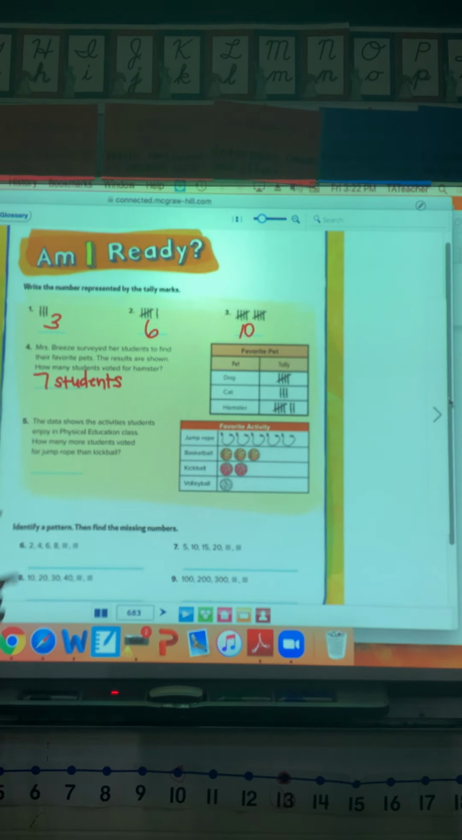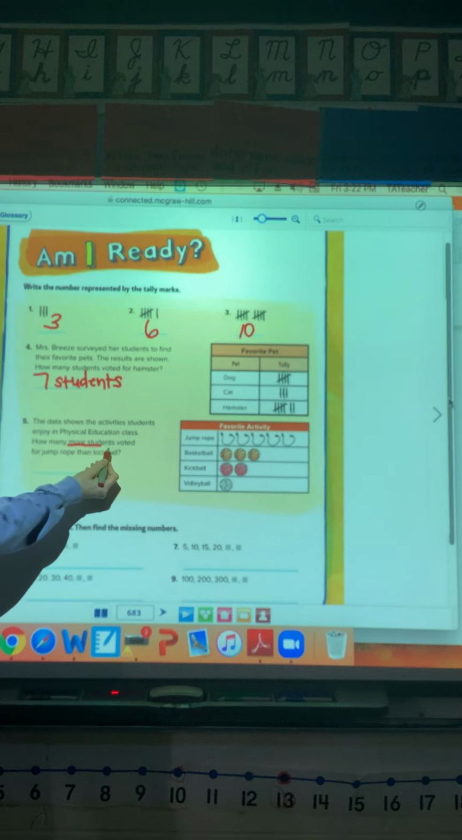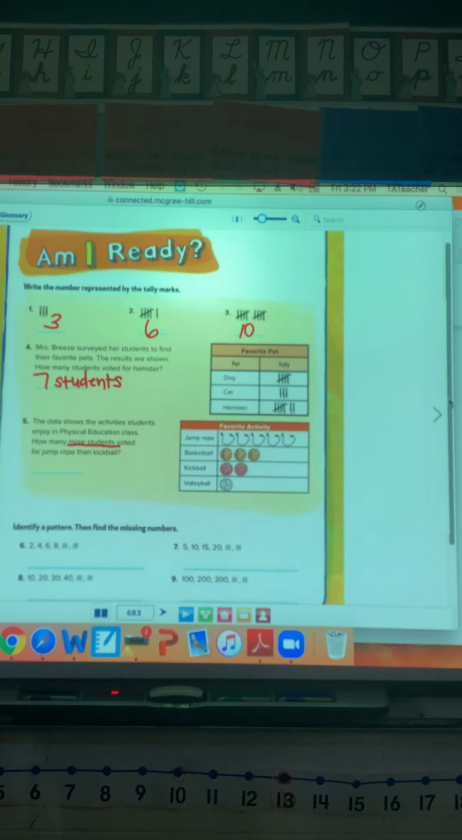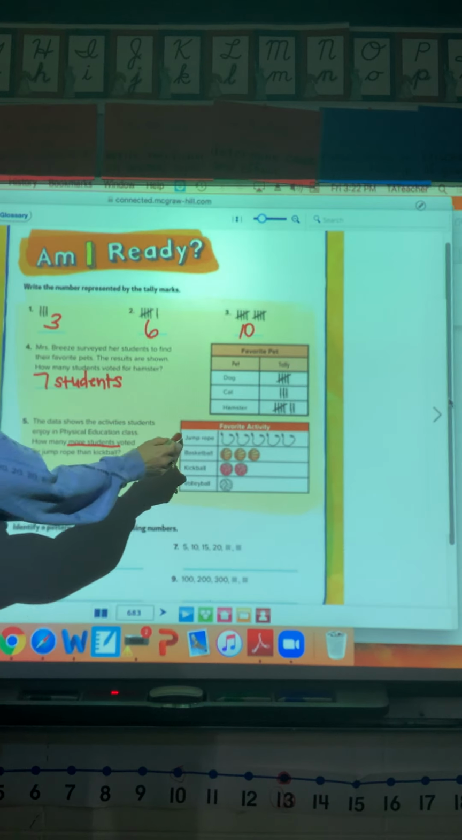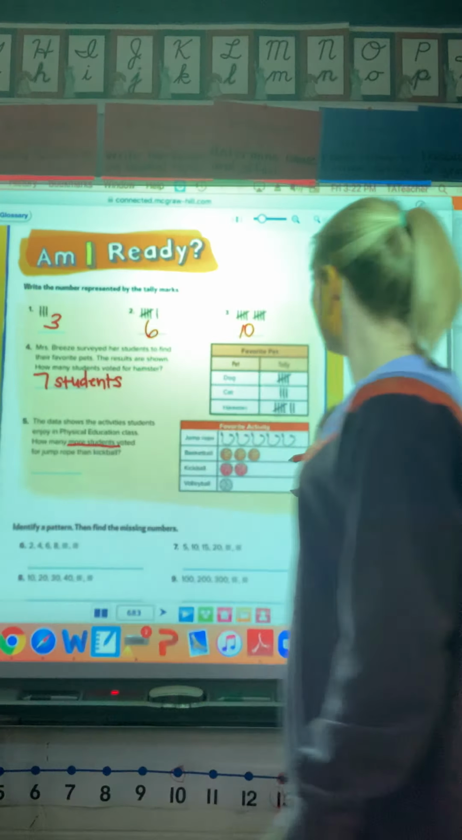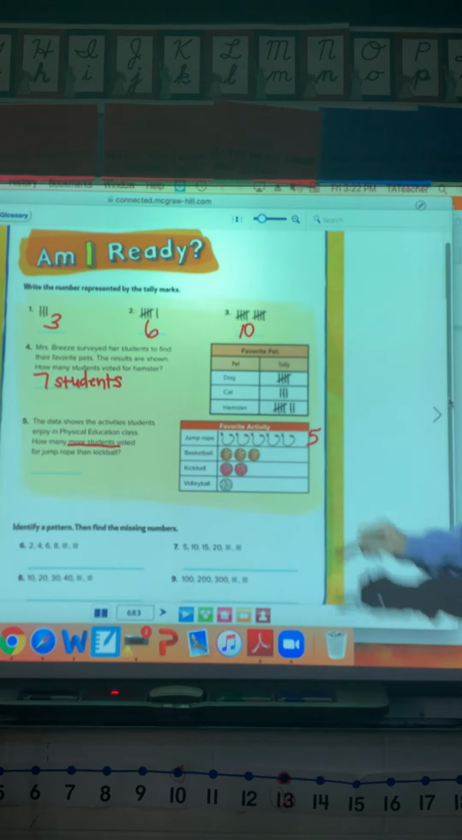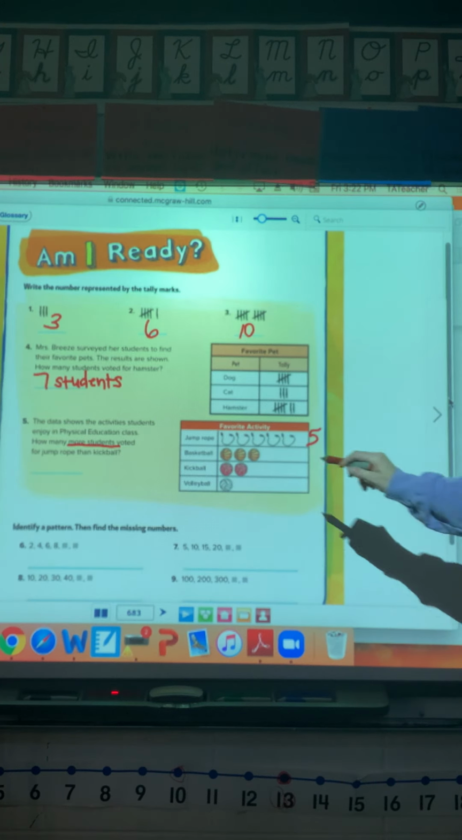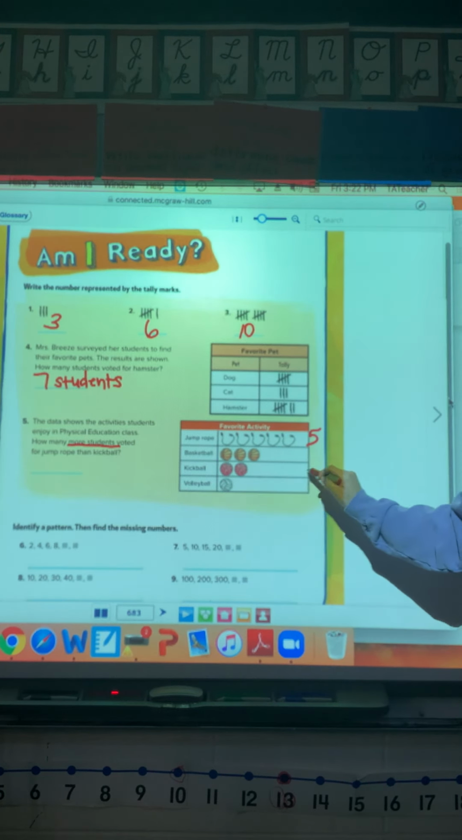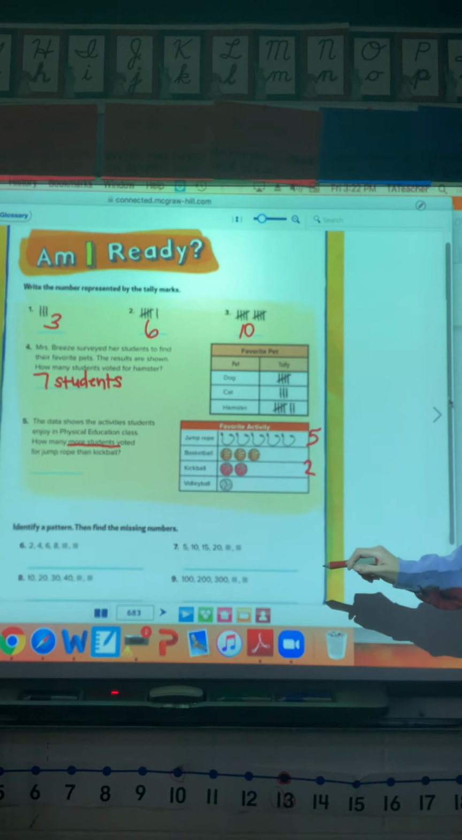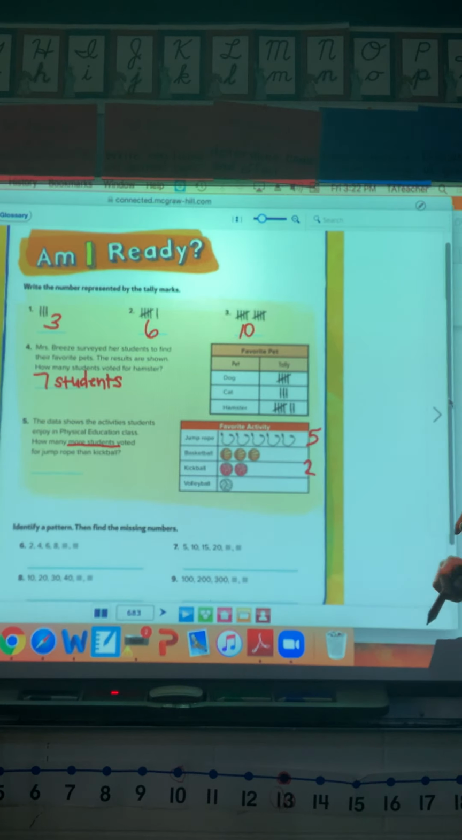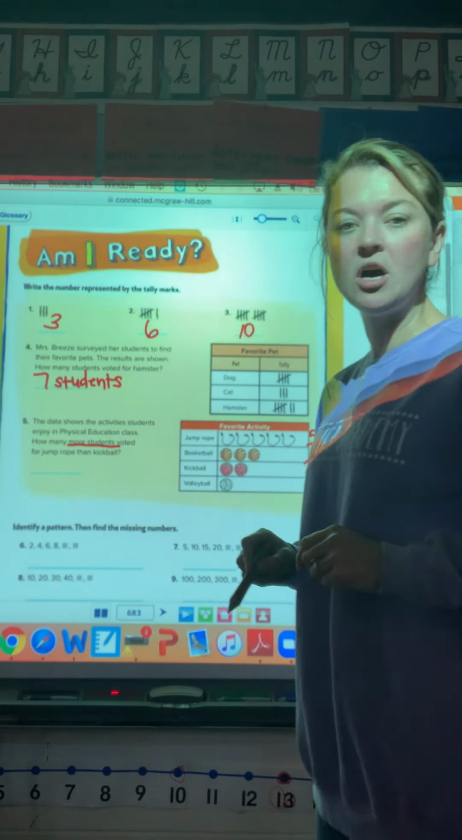Very good. All right, the data shows the activities that students enjoyed in physical education class. How many more students voted for jump rope than kickball? All right, well, how many students voted for jump rope? We had 5. How many students voted for kickball? 2.